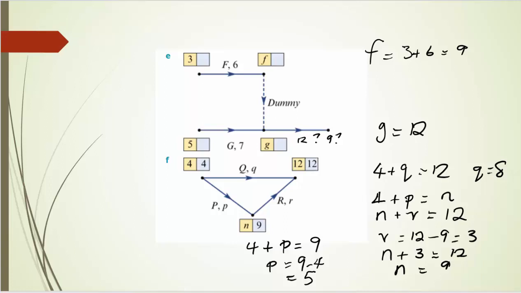Now that's not very helpful, but backward scanning will tell us that R is 3, because N plus R is 12, and R is 12 minus 9 equals 3. Having got that, we can then substitute that into one of the other equations, and we'll get N plus 3 equals 12, which means N equals 9. And then my last calculation, P plus 4 is now 9, so P is 9 minus 4 equals 5, which again I think are not the same as the answers in the textbook. You tell me if I'm wrong.